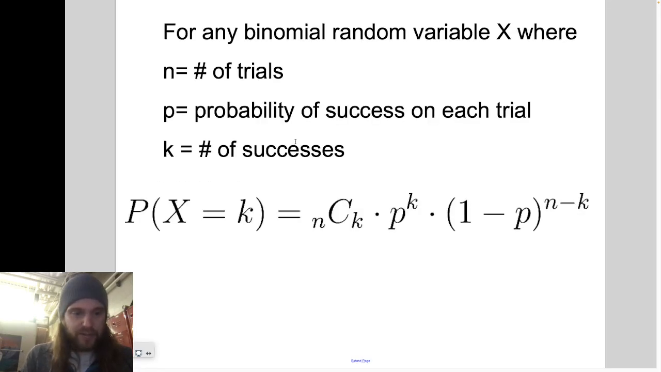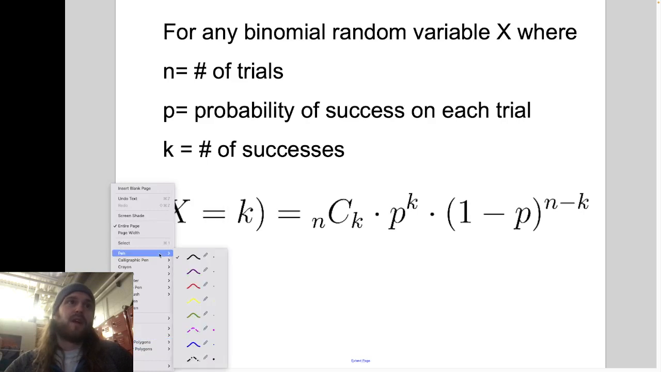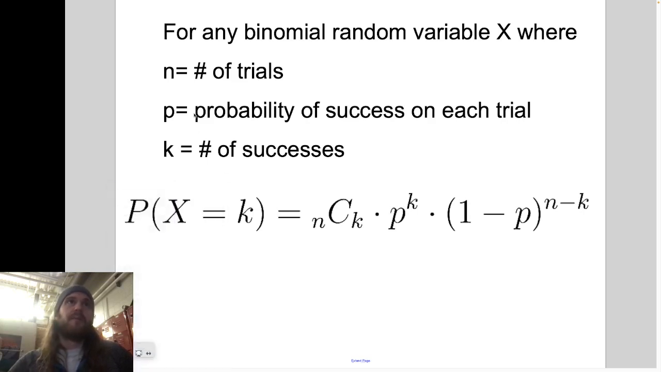Here's the quick way to do it. This is exciting. This is what you need to know, and I think it is on your formula sheet. For any binomial random variable X, where n is the number of trials, p is the probability of success of each trial, and k is the number of successes, the probability that X equals k equals n choose k, so this is combinations, times p to the k times 1 minus p to the n minus k. So let's see if we can do that for Darius's situation.